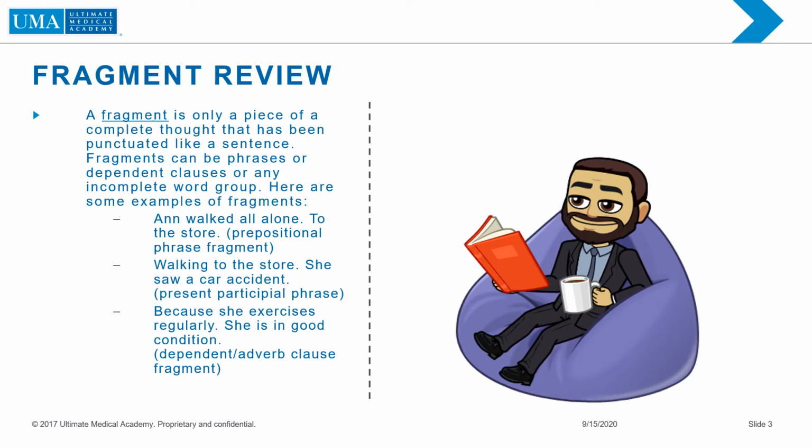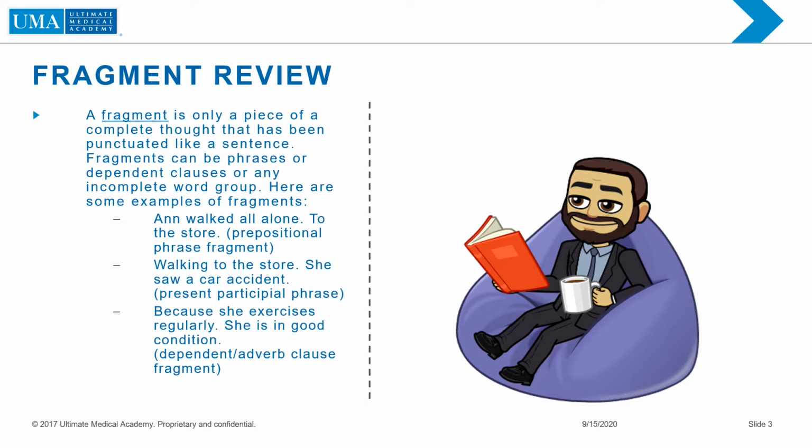Next, walking to the store. She saw a car accident. That's a present participle phrase. And because she exercises regularly, she is in good condition. That's a dependent adverb clause fragment. So we have different types of fragment, but as you can see, these sentences are not complete. They're not independent clauses. Okay?